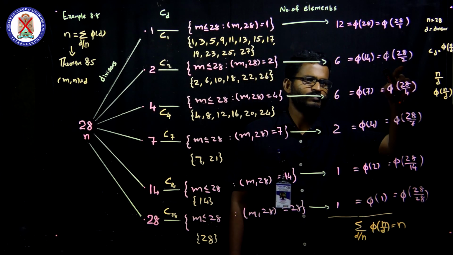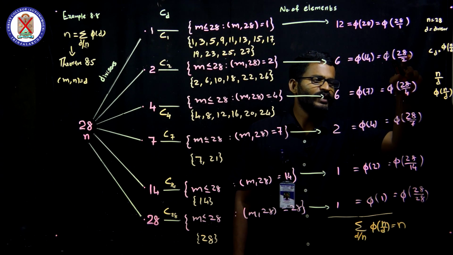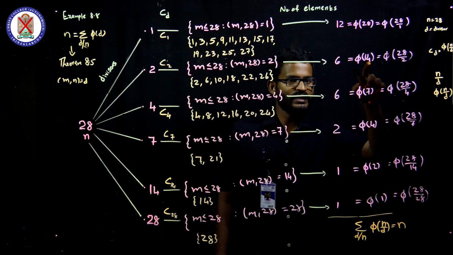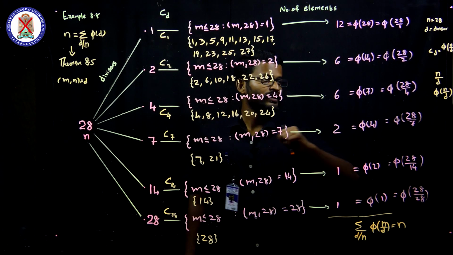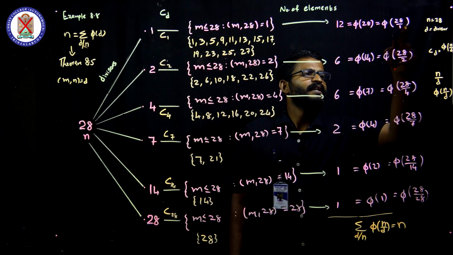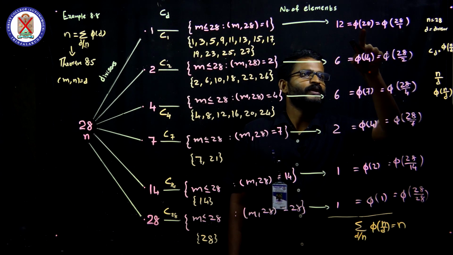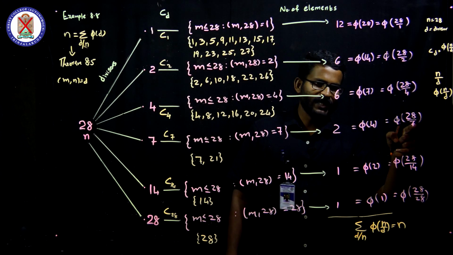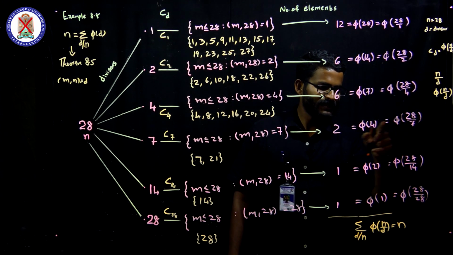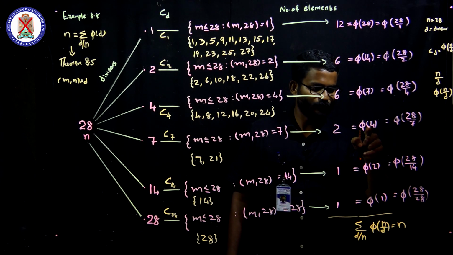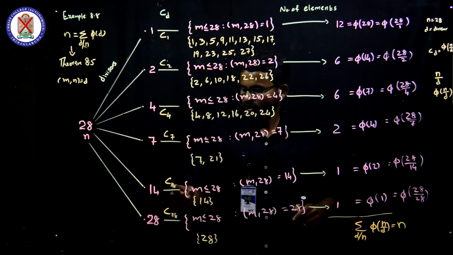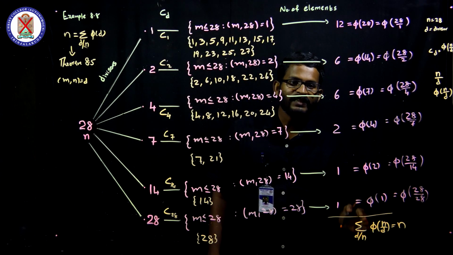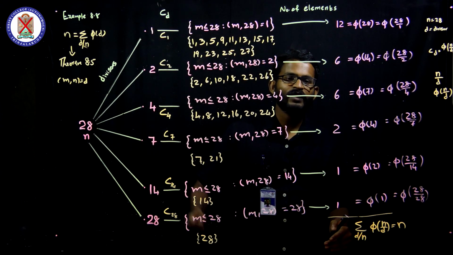And what is this n by d? Look here: n is 28, d is 2, so n by d is 14, and 14 is a divisor of 28. Then here d is 1, n by d is 28, and 28 is also a divisor. Then here d is 7, n by d is 4, since 28 by 7 is 4, and 4 is also a divisor. That is, this n by d is nothing but a divisor of the given number n.